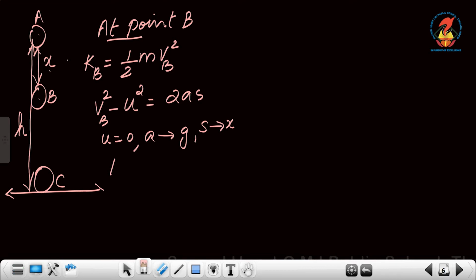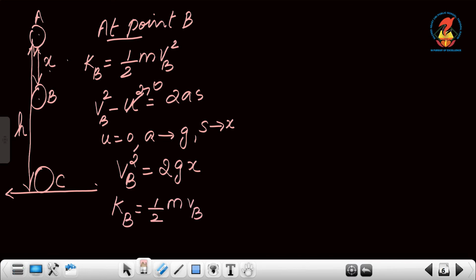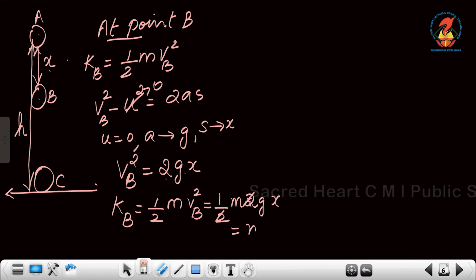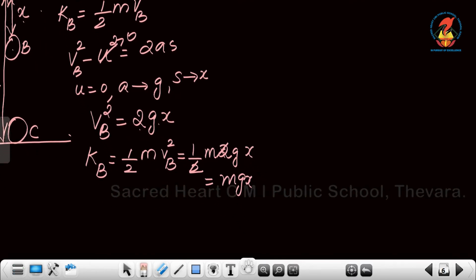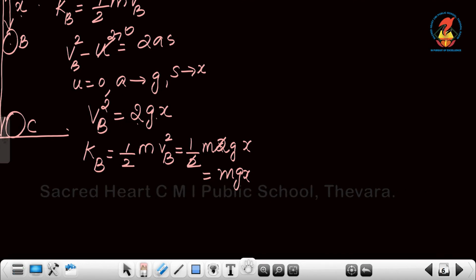So, what is the value for kinetic energy? Therefore, Vb square is equal to 2gx, as u is 0. Therefore, kinetic energy at point B is half m Vb square, which is equal to half m into 2gx. Let's cancel, you'll get mgx. Okay, so we got the kinetic energy at point B as Kb is equal to mgx.